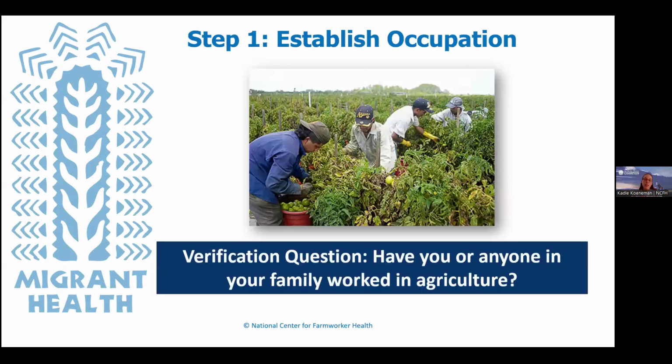So we're going to break down each step, and each step will have a slide that looks like this, and the navy box at the bottom has the verification question that goes with that step. These verification questions are important to have on your registration and intake forms, and in your policies and procedures, because these reflect the definitions and verification questions for accurately reporting your agricultural worker patients. So we'll first start with establishing occupation. The verification question is, have you or anyone in your family worked in agriculture?